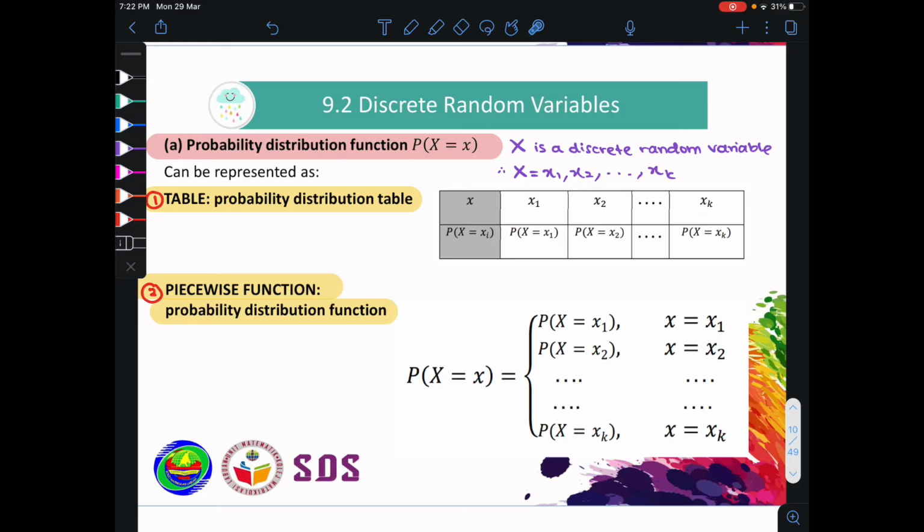So, when X is equal to x1, the probability is P(X = x1). That's why when X is equal to x1, P(X = x1). When your X is equal to x2, the probability is P(X = x2). So, X equal to x2, hence P(X = x2) here. Until we reach when X equal to xk, the probability is P(X = xk).